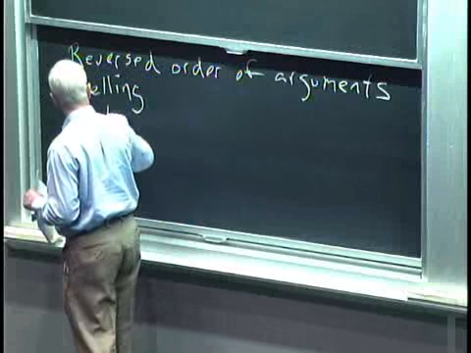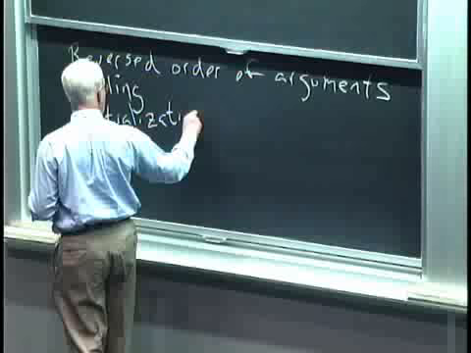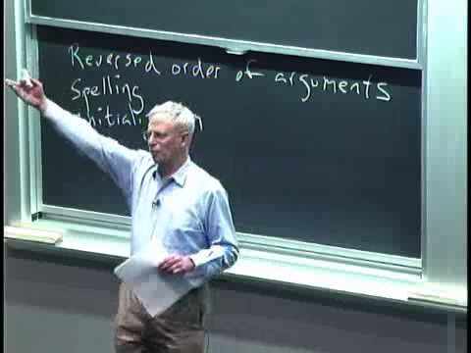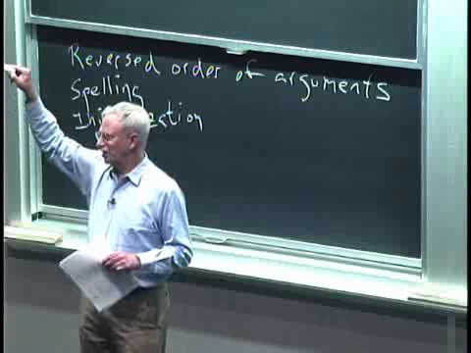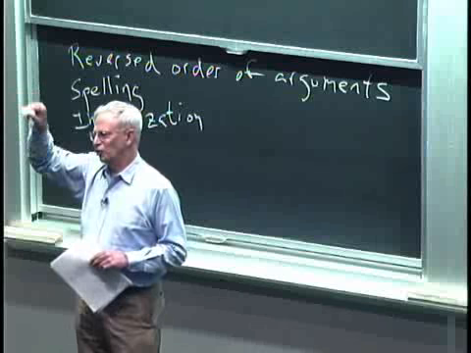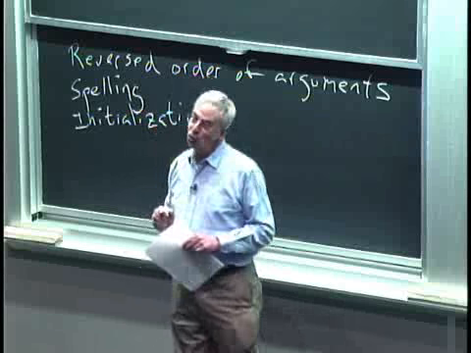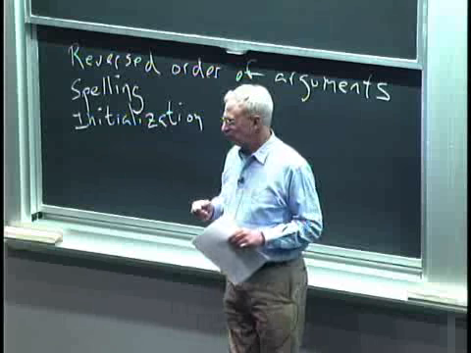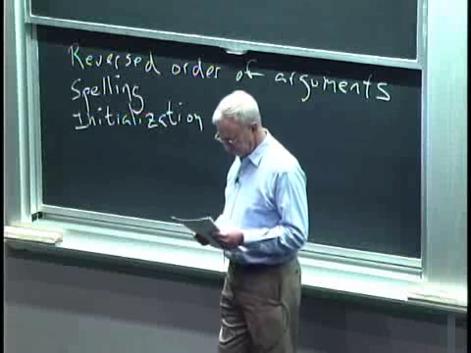Initialization. A very common bug is to initialize a variable, go through a loop, and then forget to reinitialize it when it needs to be reinitialized again. So it's initialized outside the loop when it should be initialized inside the loop, or conversely, inside the loop when it should be outside the loop. So look carefully at when variables are being initialized.